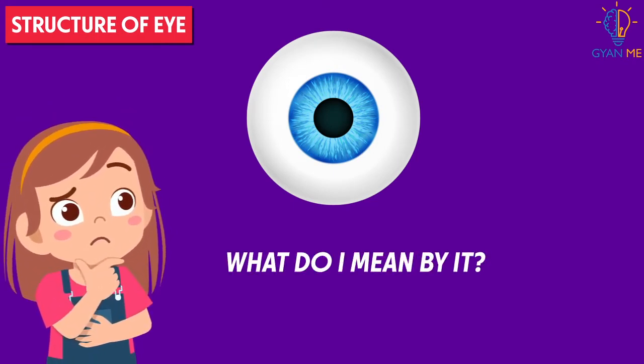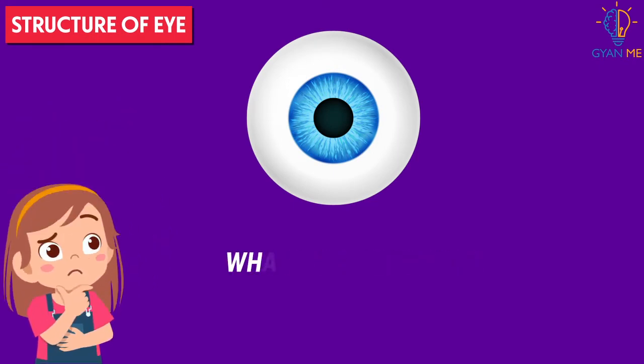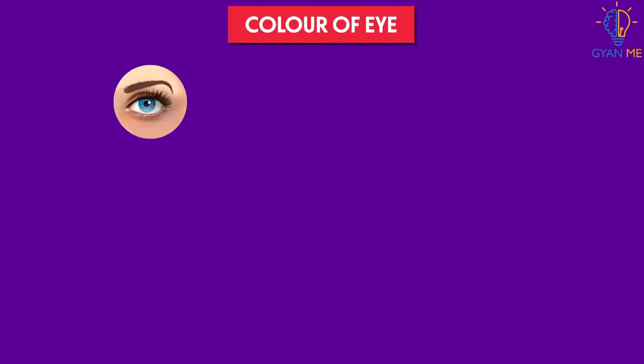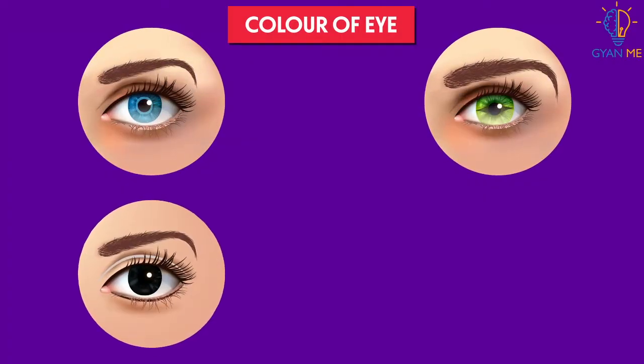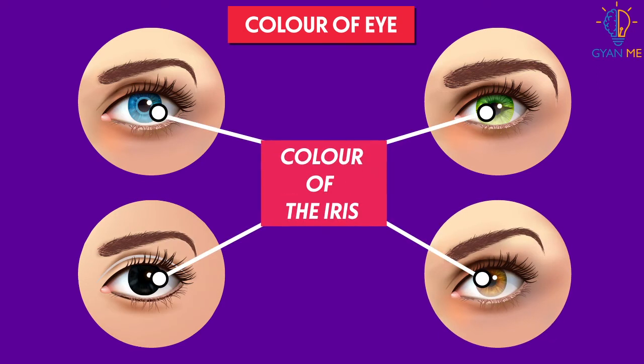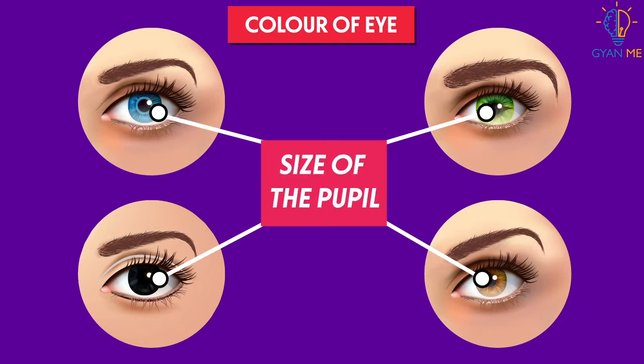What do I mean by it? If you see this eye, iris has pigments that give this disc specific colors. So if I say the eyes are blue or green or black or brown, it is all the color of this iris. Yes, it is because of the iris that has pigments of that particular color. As mentioned, another important function of it is to control the size of the pupil.